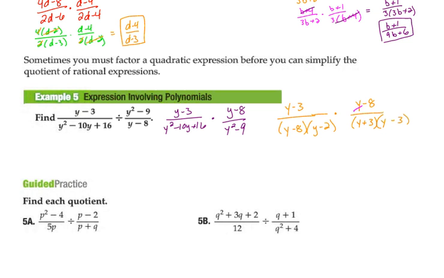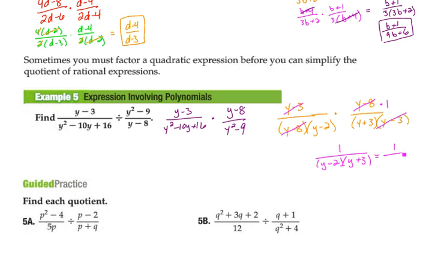So it looks like I have a y minus 8 and a y minus 8 product that I can cancel out. We have a y minus 3 and a y minus 3 product we can cancel out. What are we left over with in the numerator? Nothing but a 1. So final answer, we have a 1 in the numerator. We have a y minus 2 and a y plus 3 in the denominator. And this is where it gets kind of tricky because sometimes this is the answer. That's what they want you to do. Other times they want you to actually FOIL that out.